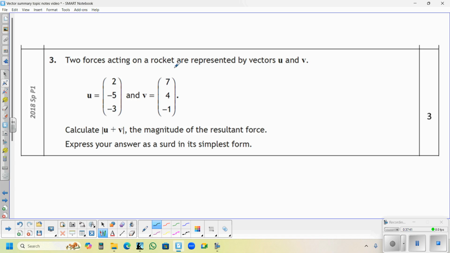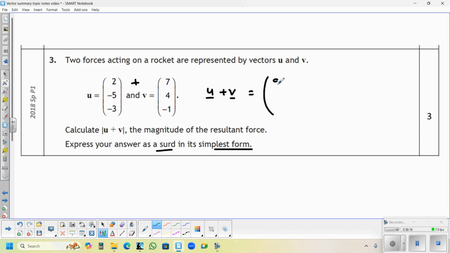Next one, it says 2 forces acting on a rocket are represented by u and v. There's u vector, there's v vector. Calculate the magnitude of u plus v and write the answer as a surd in its simplest form. So I'll do that one because it's bringing in the surds again. When you've got a surd to do, you're going to be on an extra mark. Right, so we want to find out u plus v vector. Okay, so u plus v vector is basically those two together, and all I'm going to do is just add them. I'm taking a shortcut, I'm not rewriting it.